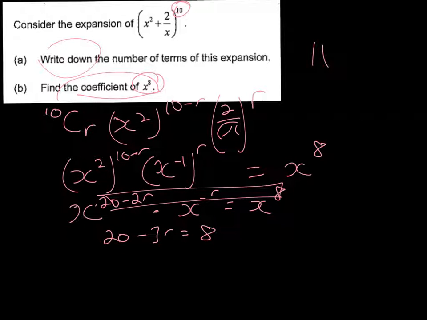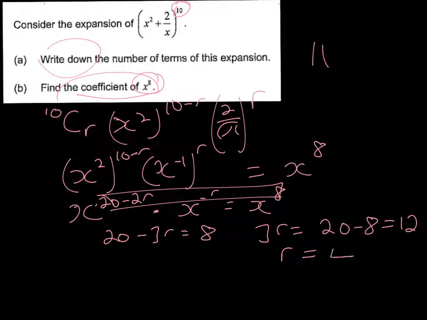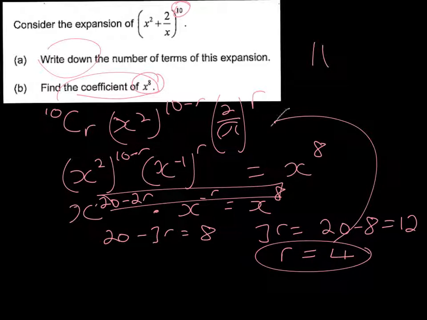So therefore, that's going to give me 3r equals 20 minus 8, which equals 12. So therefore, it's going to give me r equal to 4. So that is the key to unlocking this puzzle. Now I can substitute r equals 4 back into here.